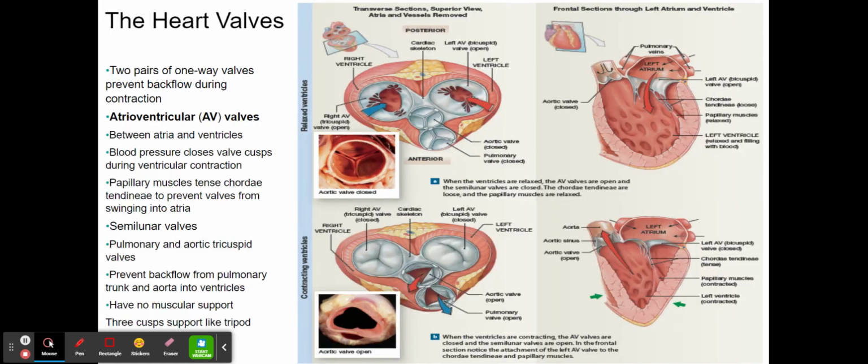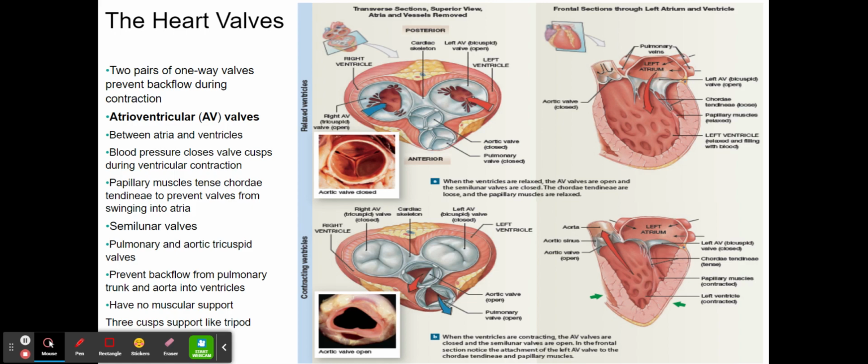As we've seen, the heart has 2 pairs of one-way valves that prevent backflow of blood as the chambers contract. Let's look at the structure and function of these heart valves. The AV valves prevent the backflow of blood from the ventricles to the atria when the ventricles are contracting. The chordae tendineae and papillary muscles play an important role in normal function of the AV valves. When the ventricles are relaxed, the chordae tendineae are loose, and the AV valves offer no resistance as blood flows from the atria into the ventricles.